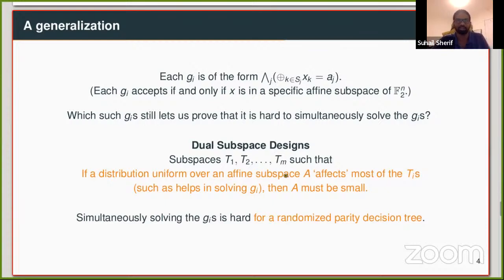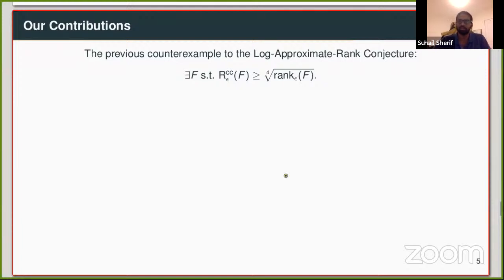So, okay, what are we doing in this paper? The previous counterexample to the log approximate rank conjecture showed that there is a function f where the randomized communication complexity, I'm not going into what these things are, is at least the fourth root of the approximate rank of f. And the best upper bound that we have in general is order approximate rank of f. So there is some gap here.